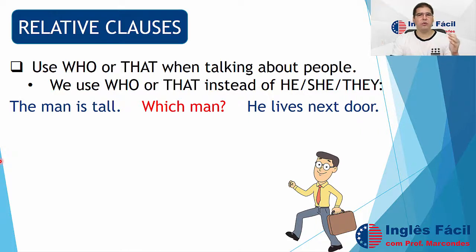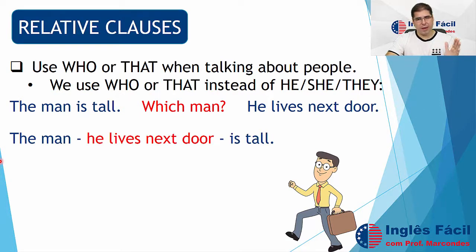So how can I use these two sentences together, right? I want to give you one piece of information. The main clause is the man is tall. But I want to specify which man it is. And this man, he lives next door, okay? So we can add them together by saying the man, he lives next door, is tall, okay? So we have the two sentences together, but that's not how we say it in English, right?